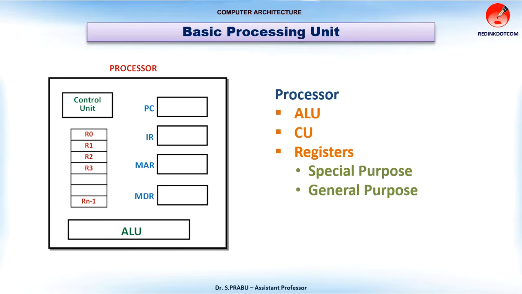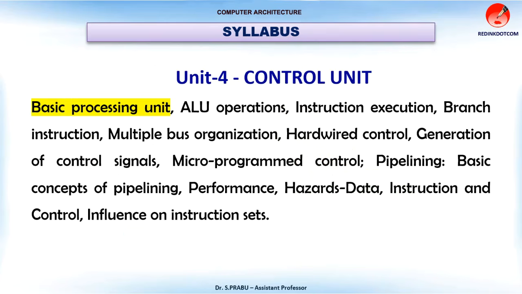The processor contains three important components: the arithmetic and logic unit, the control unit, and registers. These registers can be further divided into general purpose registers as well as special purpose registers. Up to this point, we have discussed the first topic called basic processing unit. Now let's move on to the next topic called ALU operations.